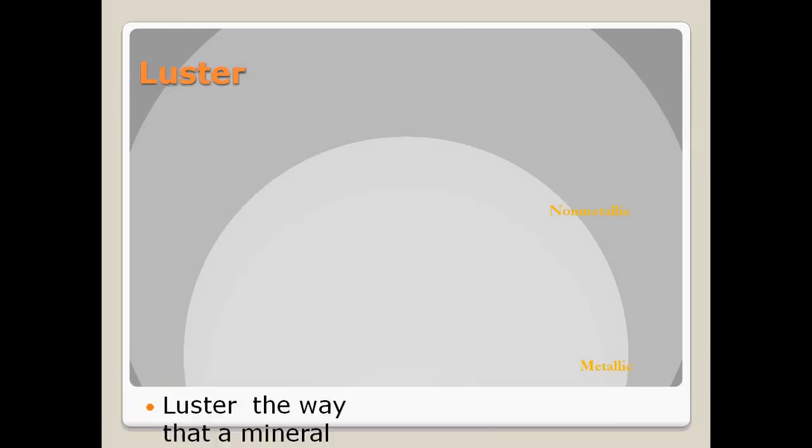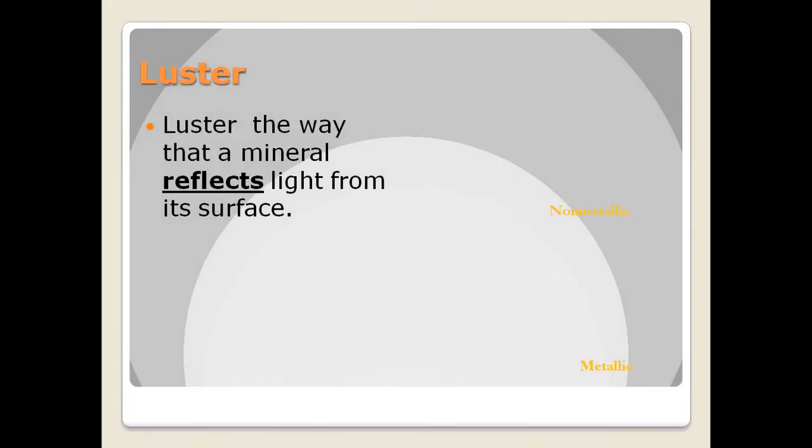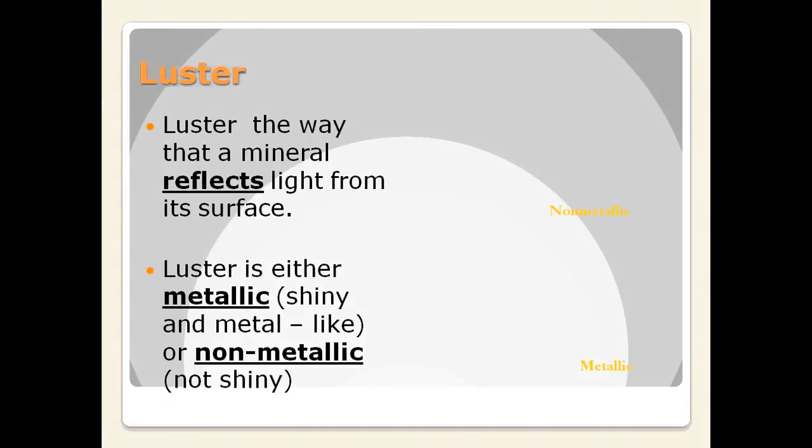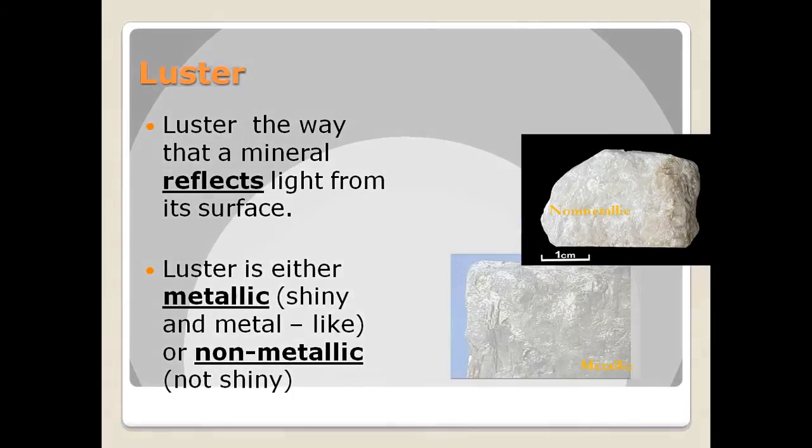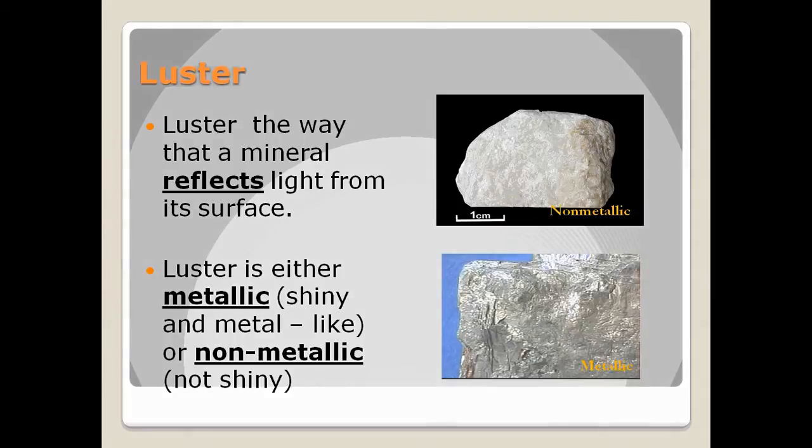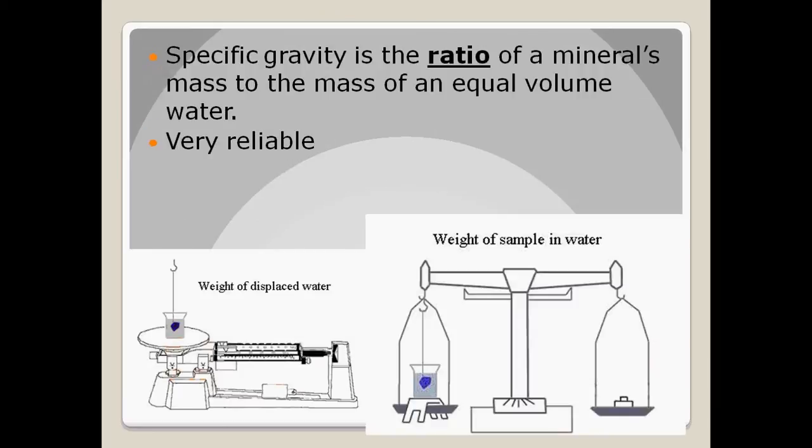Now, luster refers to the way that a mineral reflects light from its surface. Luster can either be classified as metallic or non-metallic depending on the material. In the 2 examples, you have 2 minerals that both feature luster. However, the one on the top has a non-metallic luster, and the one on the bottom shows a metallic luster.